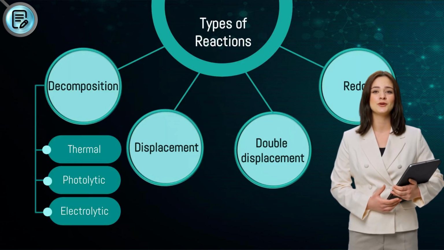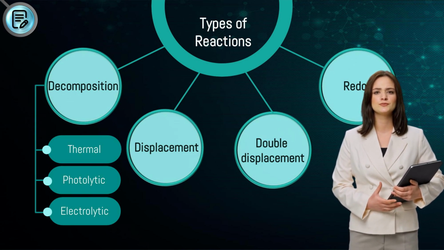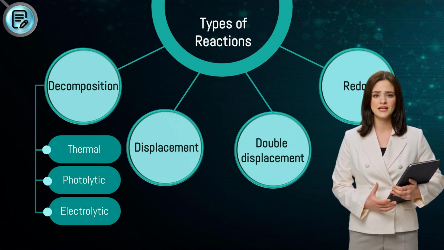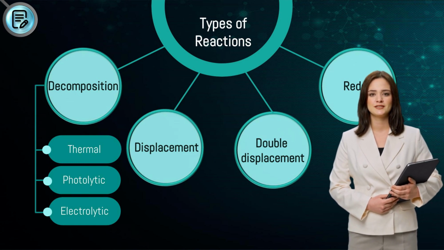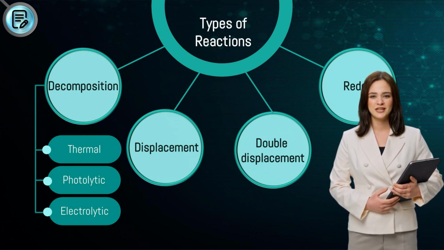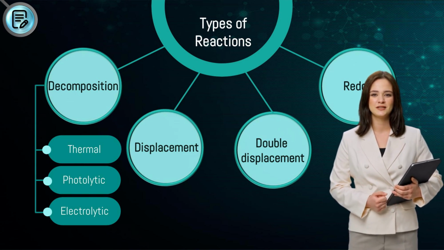Here's a concise summary of the different types of chemical reactions. Decomposition reactions: a single compound breaks down into two or more simpler substances. Thermal decomposition: breakdown caused by heat. Example, CaCO3 gives CaO plus CO2. Photolytic decomposition: breakdown caused by light. Example, 2AgCl breaks down in the presence of sunlight.